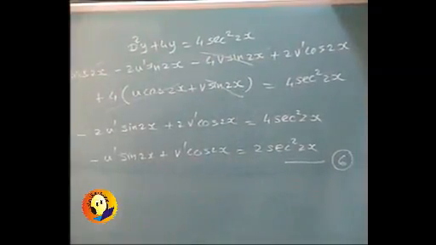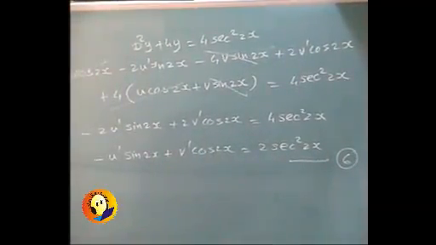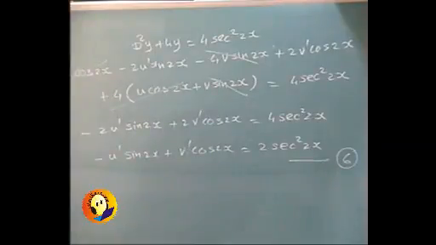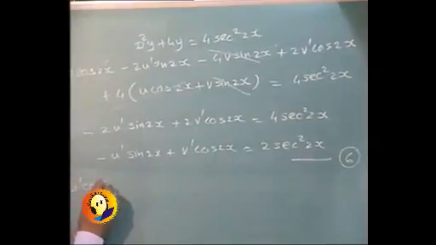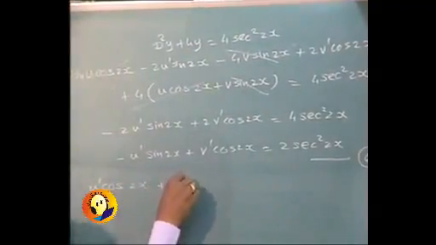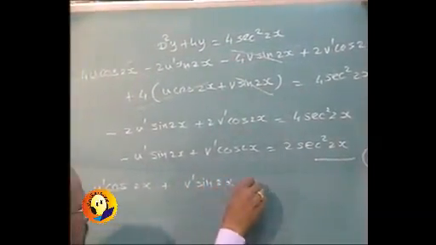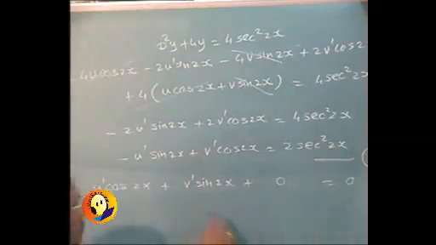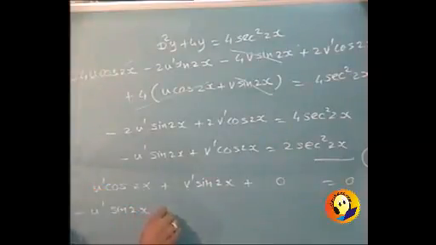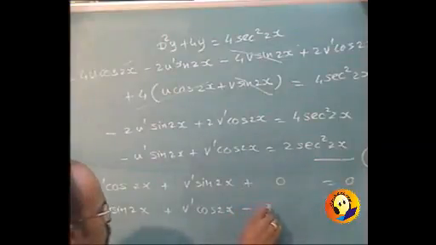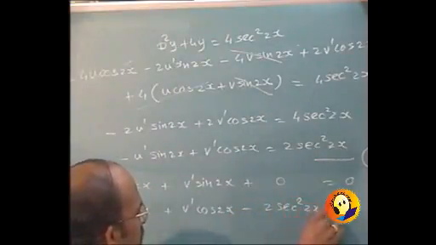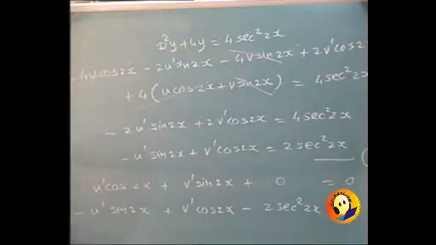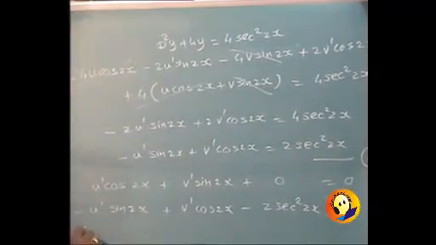This equation number 6 should be solved simultaneously with assumption number 2, that was u dash cos 2x plus v dash sin 2x equal to 0. And for that we are writing the equations as u dash cos 2x plus v dash sin 2x plus 0 equal to 0. And equation 6 is written as minus u dash sin 2x plus v dash cos 2x minus 2 sec square 2x is equal to 0. These are to be solved simultaneously using our determinant technique.